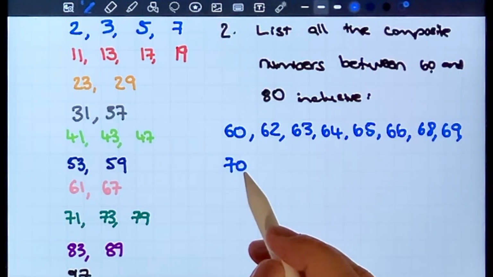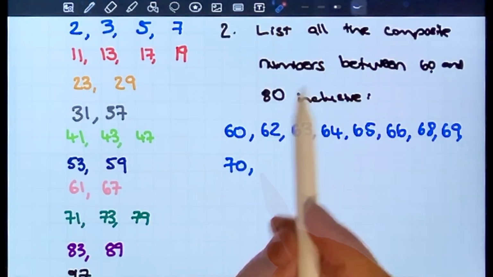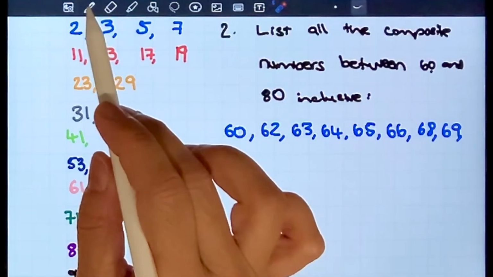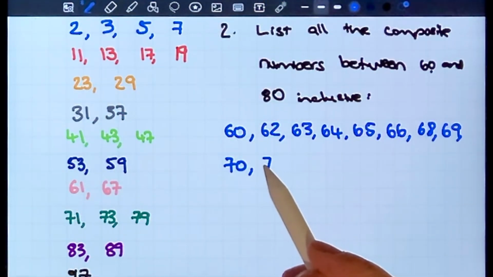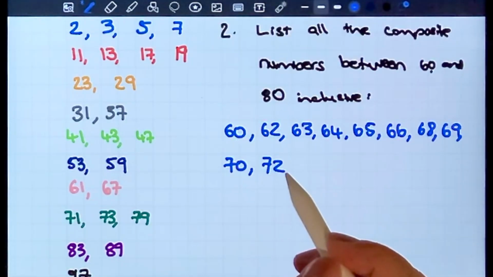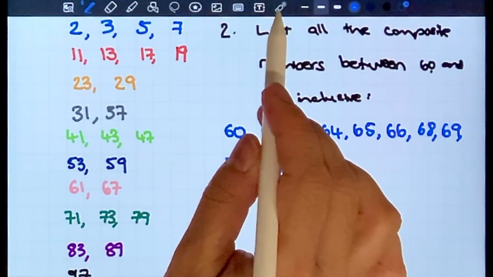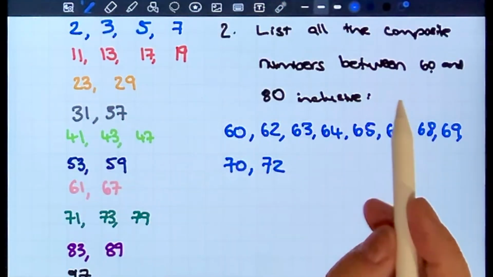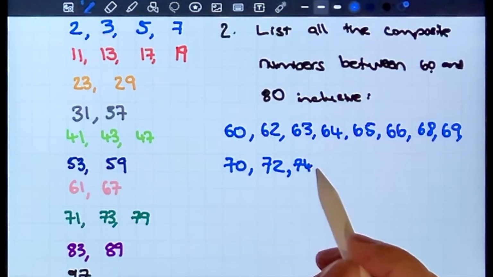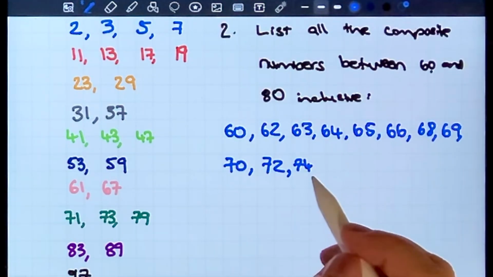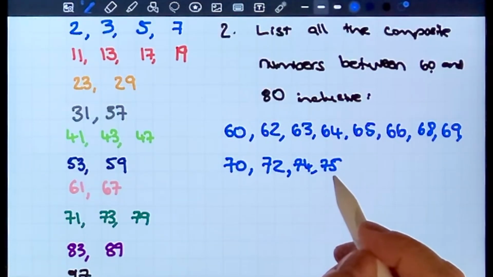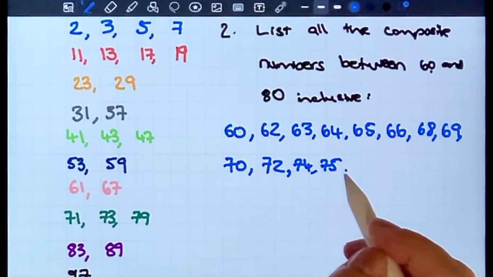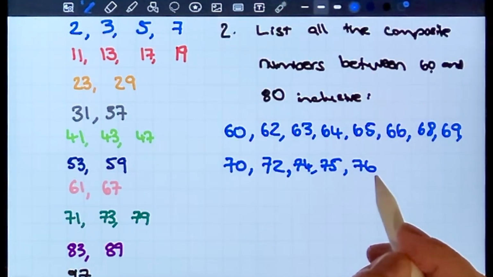69 is divisible by 3, so it's composite. 70 is an even number, so it's composite. 71 is a prime number, so I'd leave it out. 72 is an even number, so it's composite. 73 is a prime number, so I'm going to skip that. 74 is even, so it's composite. 75 ends in 5, so it's divisible by 5, so it's composite. 76 is even, so it's composite.